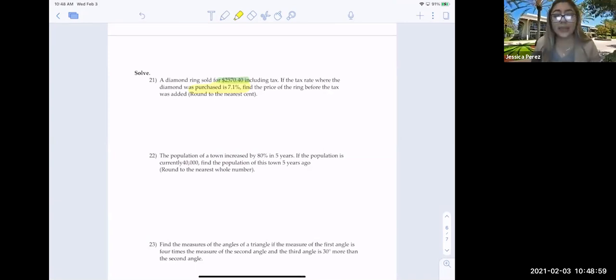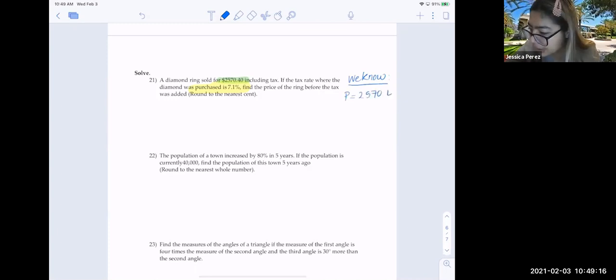So the way that we have to do that is by creating an equation. What is what we know? This is nice to do first. We know the final price. The price is $2,570.40. That is what we know. P means price, the total price. That's how much you purchased it for. What else do we know? We know the tax. The tax was 7.1%. That's what we know.